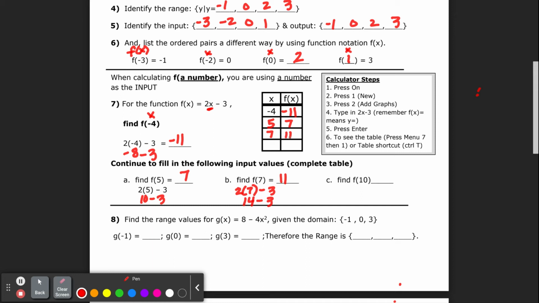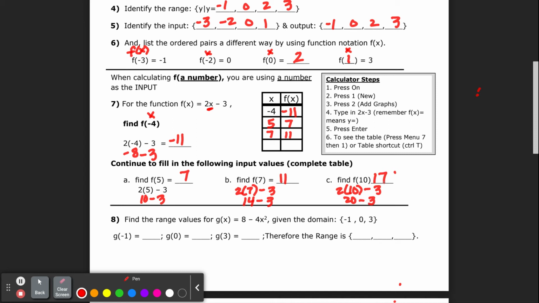Letter C, find the function of 10, so f of 10. So we're going to put 10 in place of the x, so 2 times 10 minus 3, so that's 20 minus 3, which is 17.